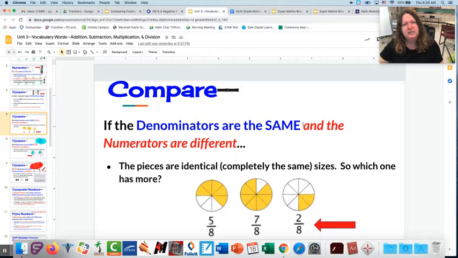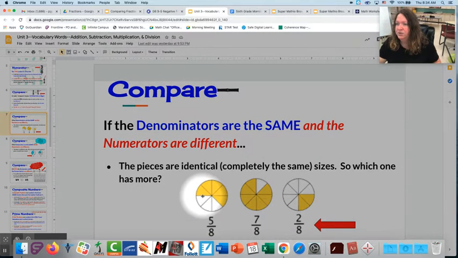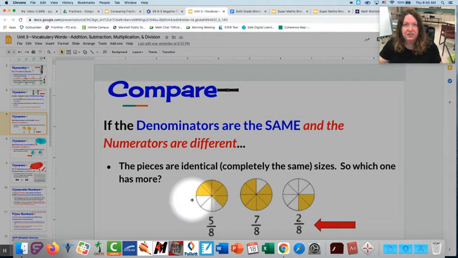How can that help us to figure out which one is more? Well, if the same size pieces are identical, take a look at this. They're all cut into eighths, eighths, eighths, eighths. Then it gets a little bit easier to just look and say, well, obviously this one I can see. This one has 5 out of the 8 pieces selected.